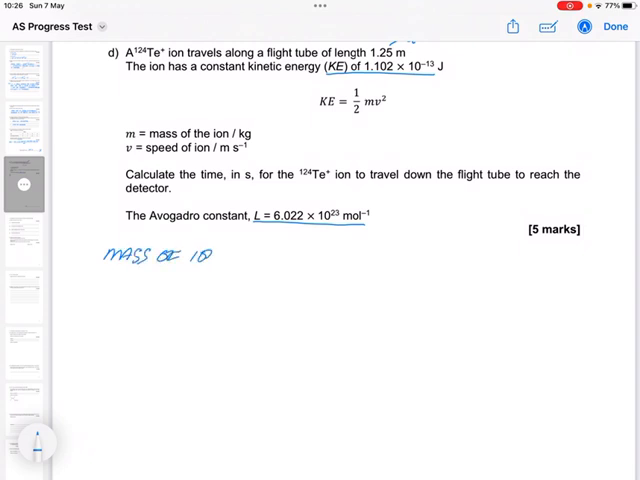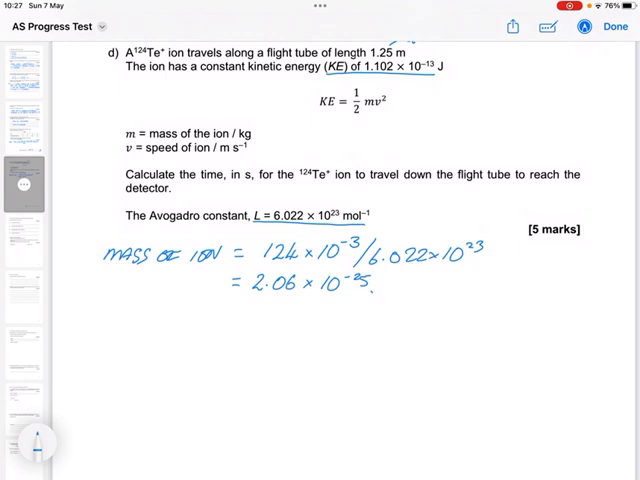So mass of the ion is equal to, so the mass number is 124. Remember that is in grams, so we'll need to divide that by 1,000 or times 10 to the minus 3, and then divide that by 6.022 times 10 to the 23, and that gives me an answer of 2.06 times 10 to the minus 25.